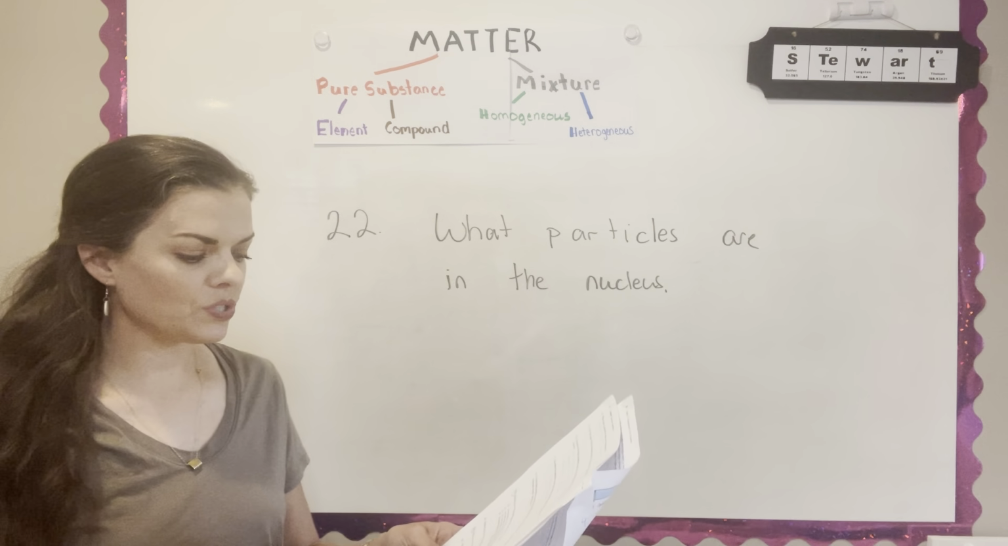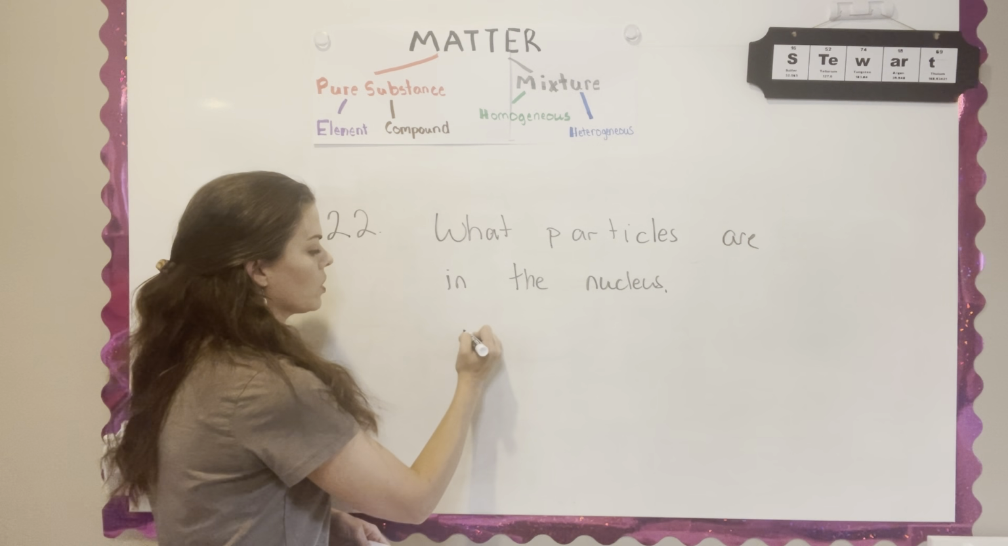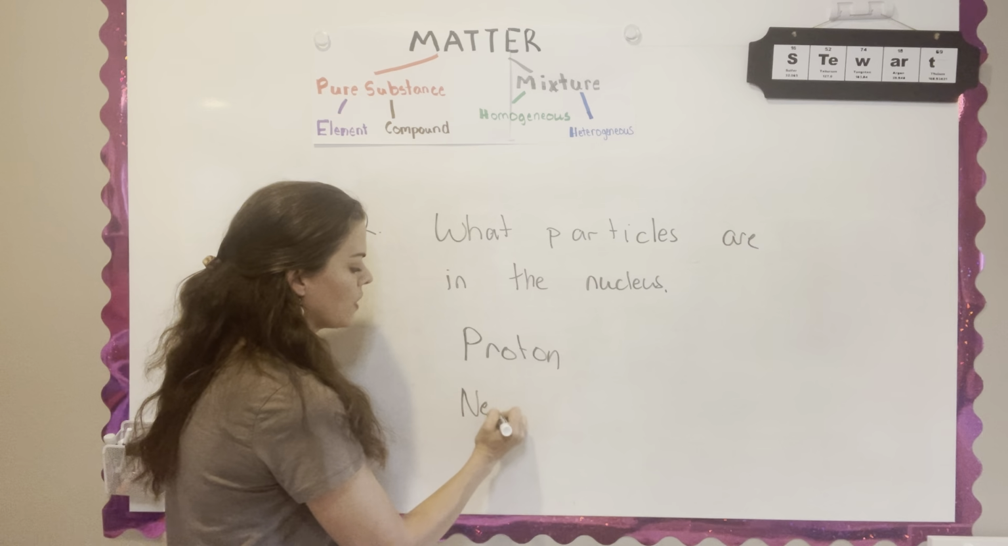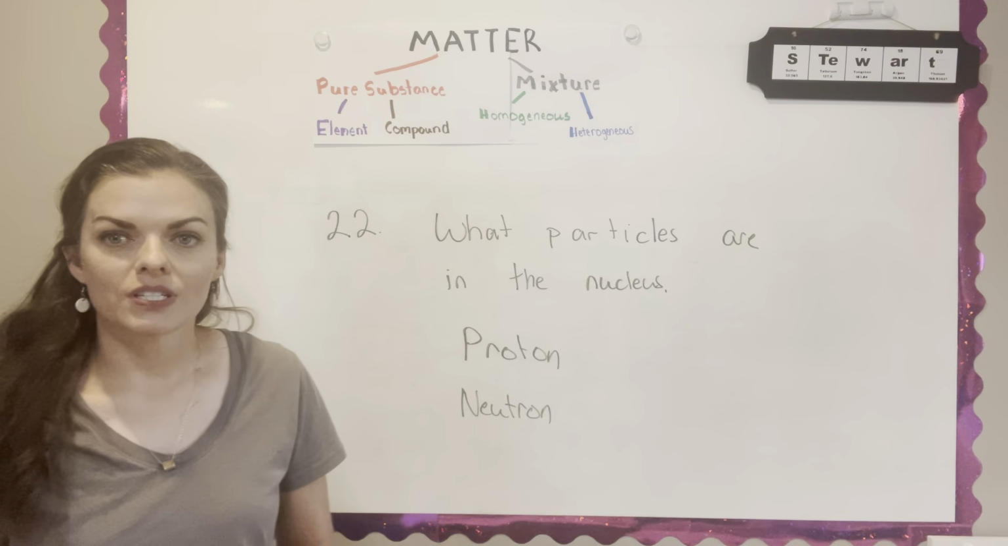Number 22 says, what particles do you find in the nucleus of an atom? We find 2 particles. We find the protons, which are positively charged, and the neutral neutrons, which are both found in the nucleus of an atom.